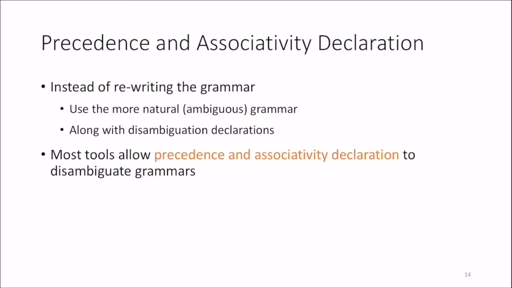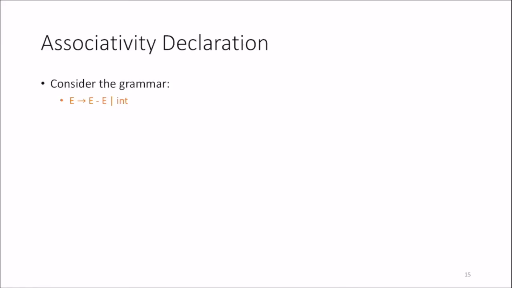So instead of rewriting the grammar, we have these precedence and associativity declarations, and these declarations are used by the parser generator, like Yacc, for example, to disambiguate the grammar so that for every input you only get one parse tree. And we know which one it is going to be because we define it using precedence and associativity rules.